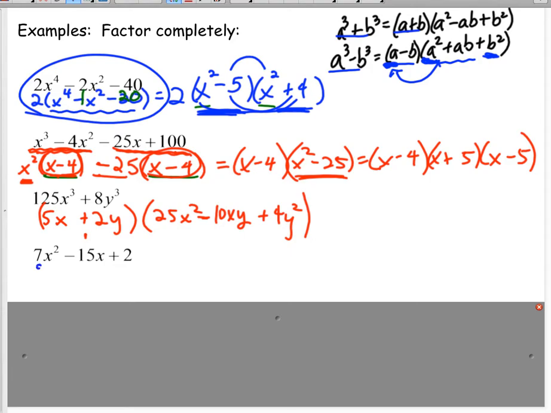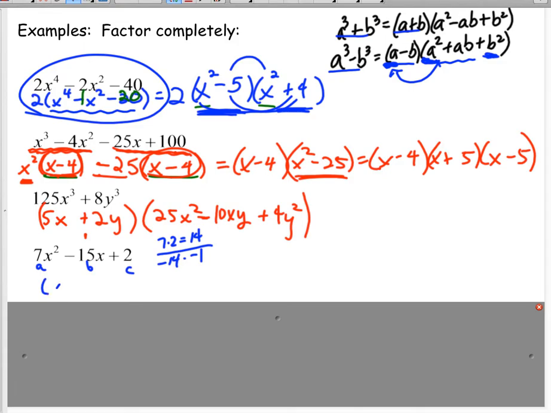So this is A, this is B, and this is C. AC is 7 times 2, which is 14. What multiplies to be 14 and adds to be -15? -14, -1. Those will multiply together to be A times C, and then add together to be B.